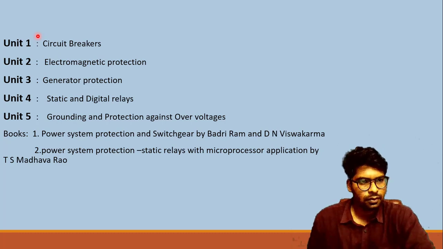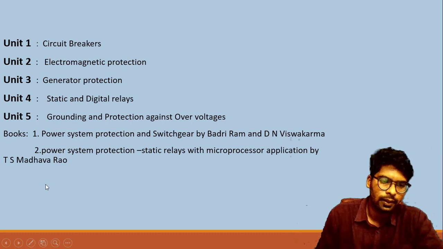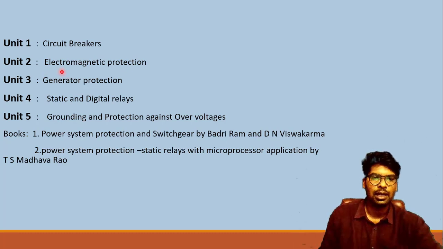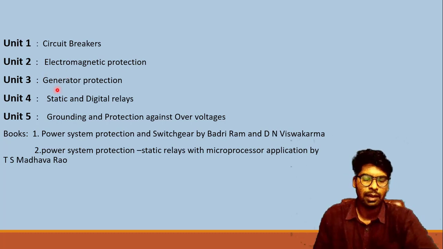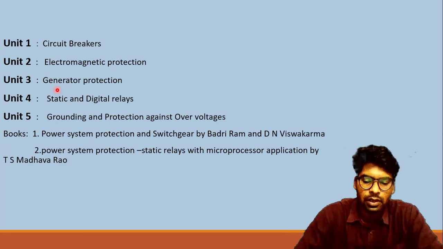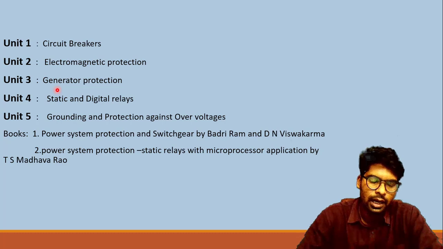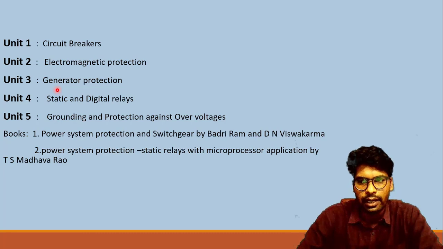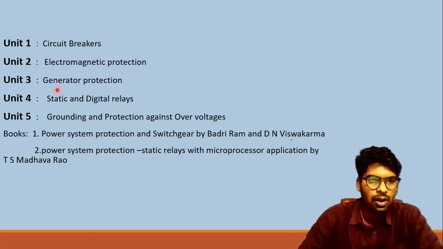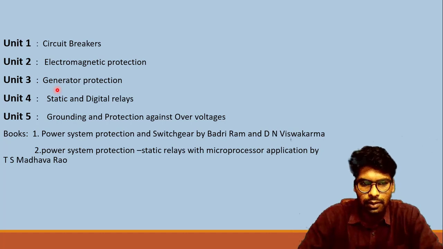Coming to the second unit, we have electromagnetic protection. In this you'll learn about different relays, different applications of relays in overcurrent and over voltage situations. We'll know the different types of relays, how the relay operates when a fault occurs, and the relay and circuit breaker operation mechanism.